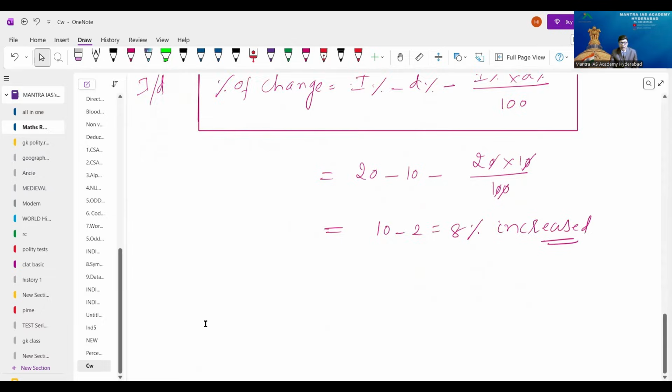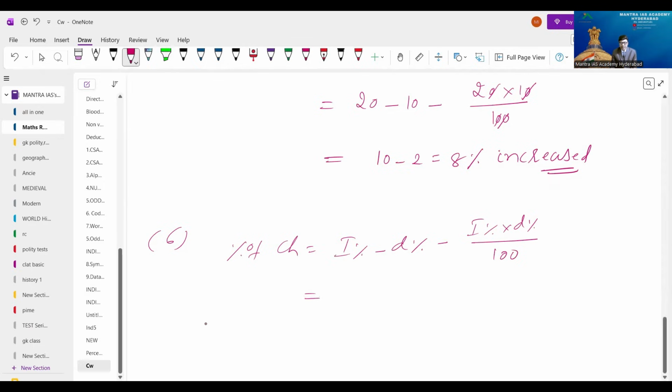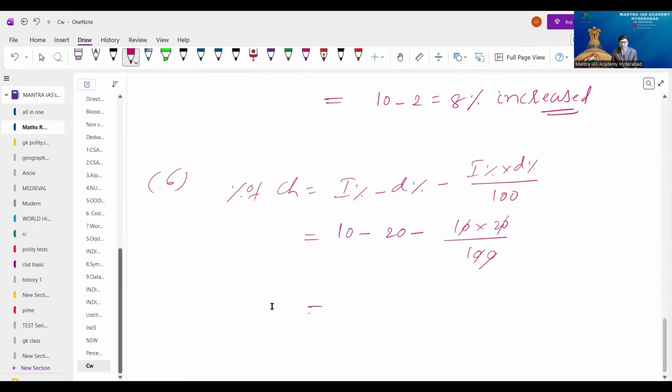I'll show that now. Just see question number 6. First decreased by 20 percentage, then increased by 10. My formula is the same. I percentage minus D percentage minus increased percentage into decreased percentage by 100. So in this one, first we have to write 10 minus 20 minus 10 into 20 by 100. These two zeros cancel here. So 10 minus 20, it's minus 10. Minus 10 minus 2 means what? Minus 12 percentage indicates 12 percentage decrease.